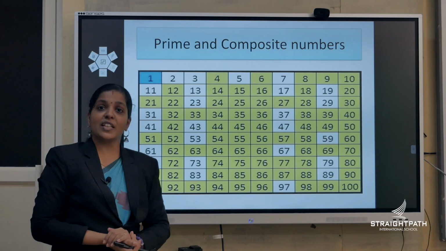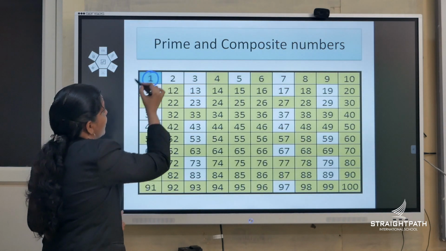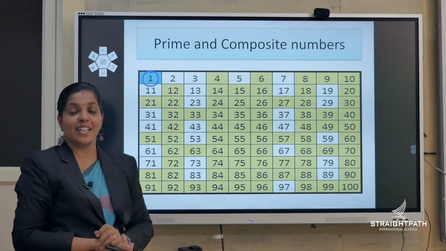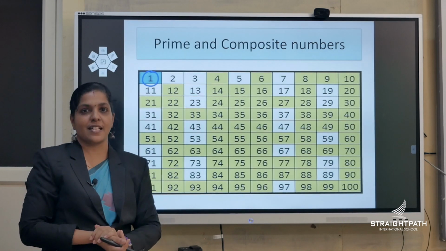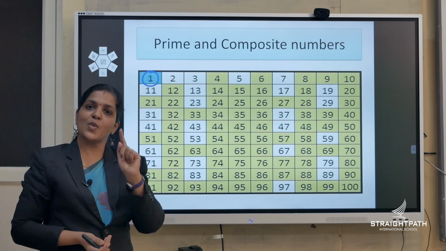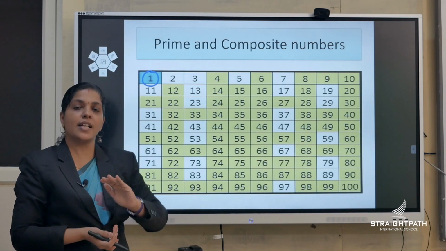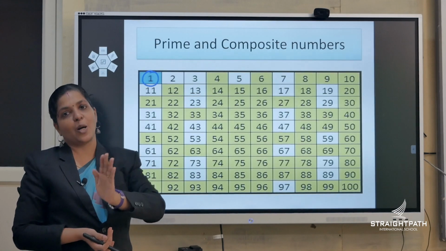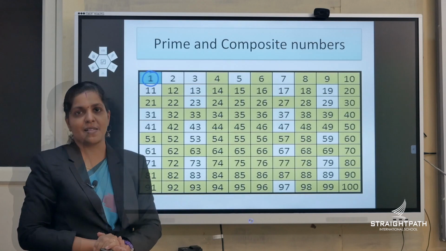Clear? You can notice one thing here. See, 1 is shown in a different color, right? What does it mean? Because 1 is neither prime nor composite. As we all know, 1 has only one factor, 1 itself. 1 doesn't have two factors. So 1 is neither prime nor composite. So hope you understood what are prime numbers and composite numbers.